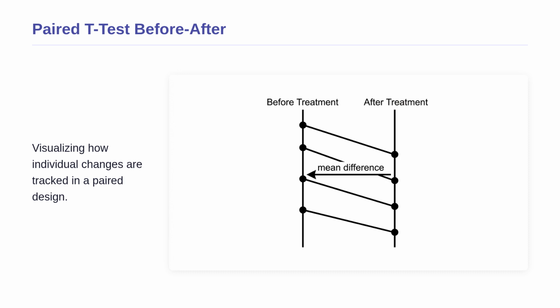If we just looked at group averages, those starting differences would create massive background noise. But the paired test only looks at the downward sloping lines connecting each individual. By analyzing the slope of these changes, it completely removes the background noise of individual differences, making it an incredibly sensitive test.